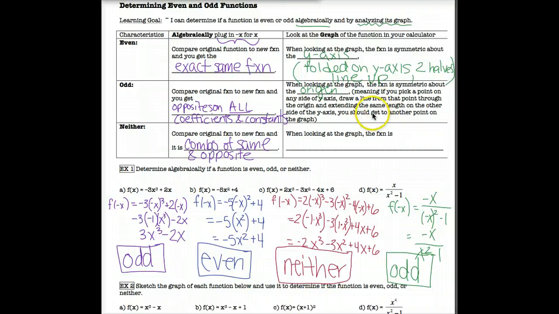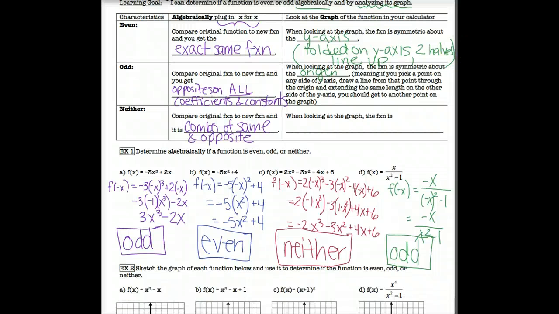If you pick a point on any side of your y-axis, so if you pick a point that's on the left side in quadrant 2, and you have to draw a line from that point through the origin that's the same length on the other side, that means you should get to another point on the graph. Now, again, this explanation probably doesn't make sense just with the words. When we look at the examples, you're going to see what I mean by this. I will actually pick points and draw those lines for you so you understand what that means.